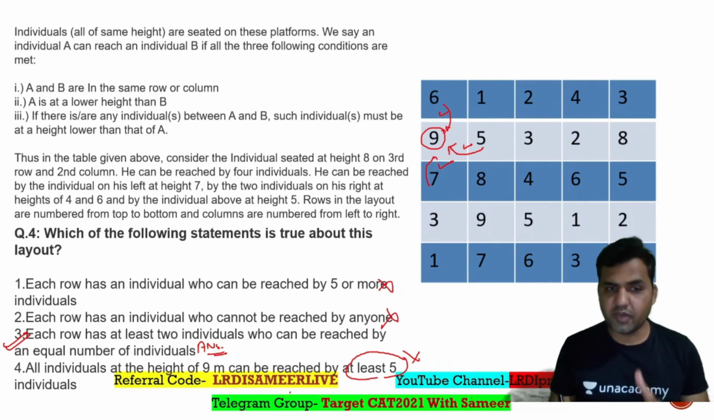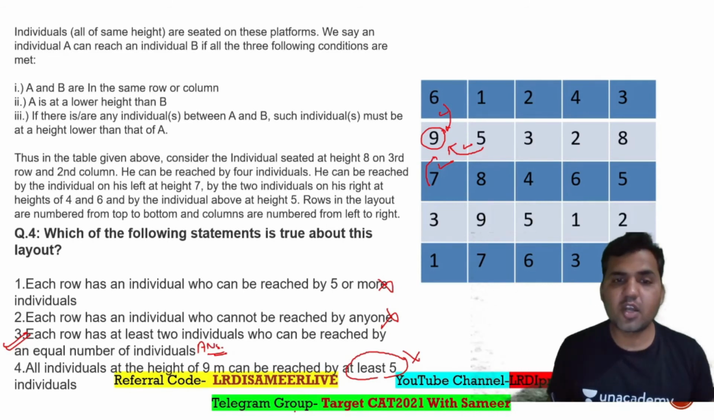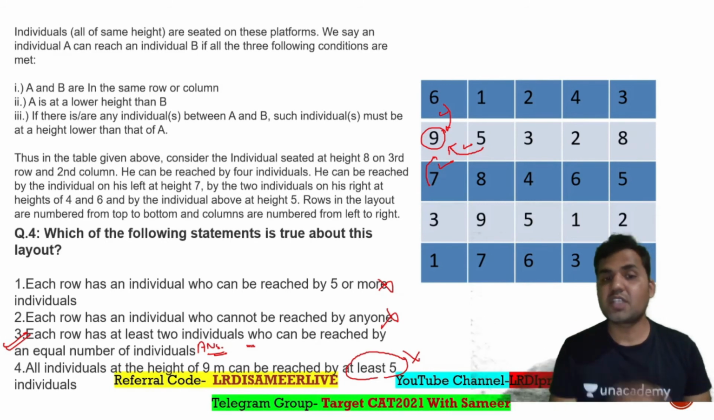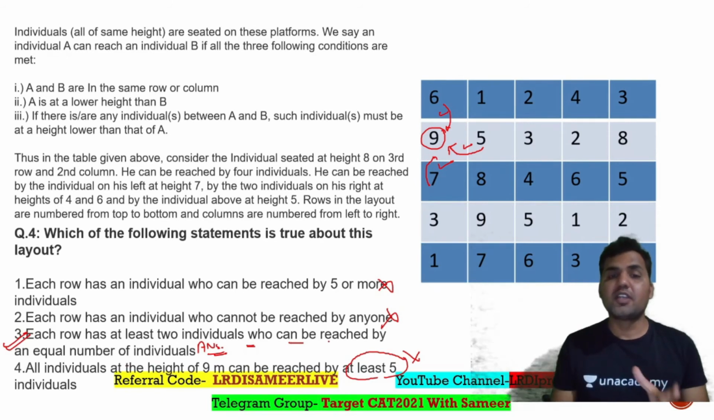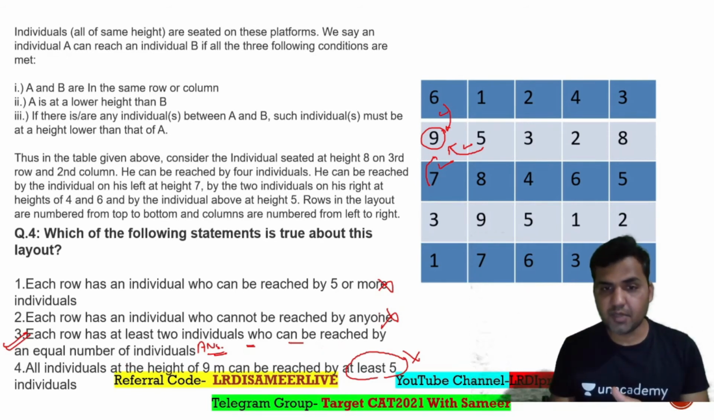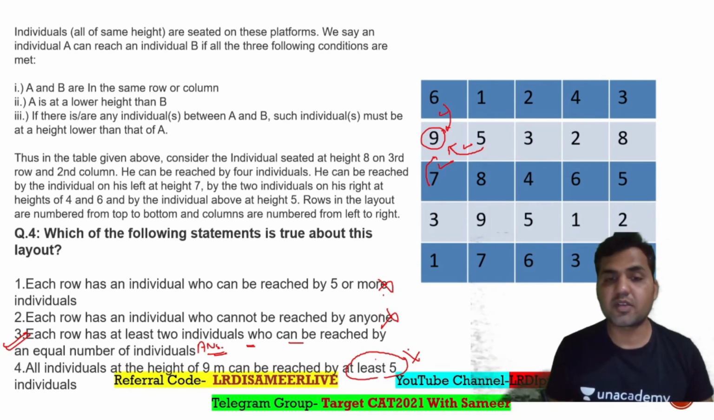You don't need to verify this because we have proved 1, 2 and 4 wrong. Straight away you can go ahead with the third option, because if I want to prove the third option, I'll have to look at each and every row and then verify that each row has at least 2 individuals who can be reached by an equal number of individuals. It's a complex exercise to do, right? So instead of proving 3 as a true statement, prove 1, 2 and 4 as wrong. That will be the easiest way to do a question like this.